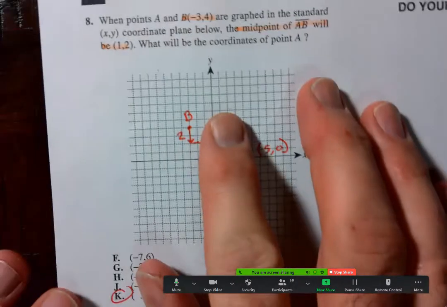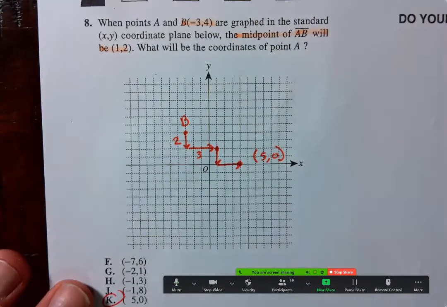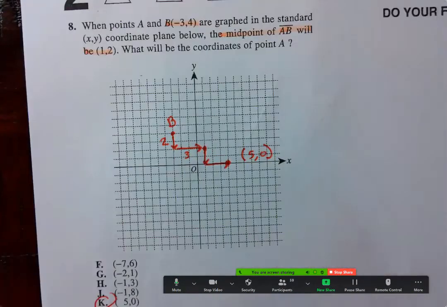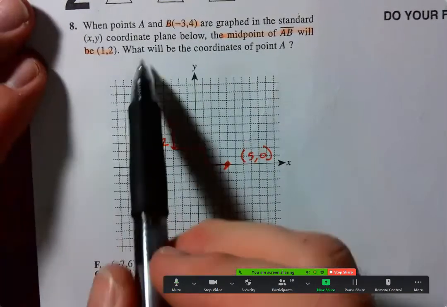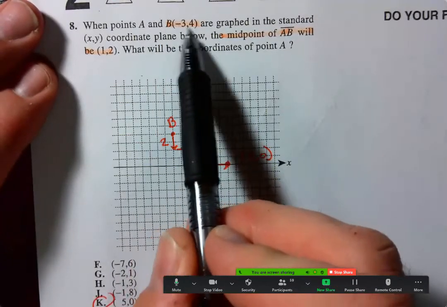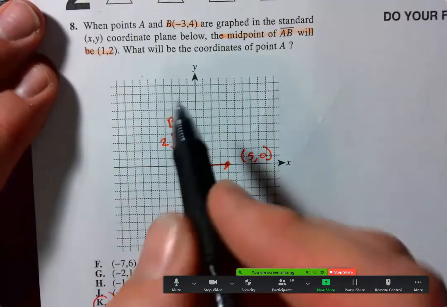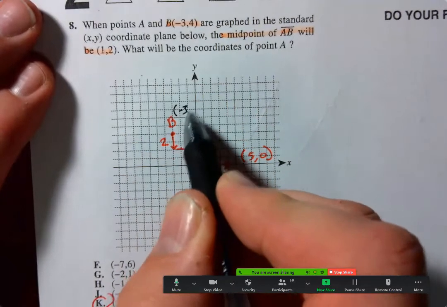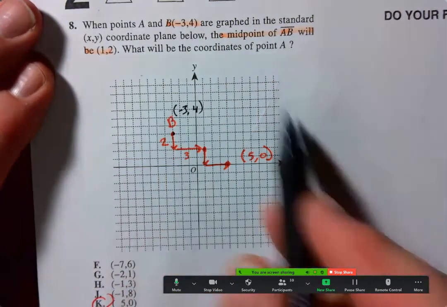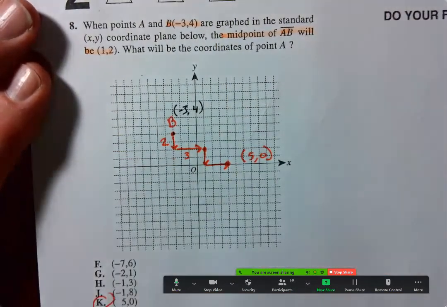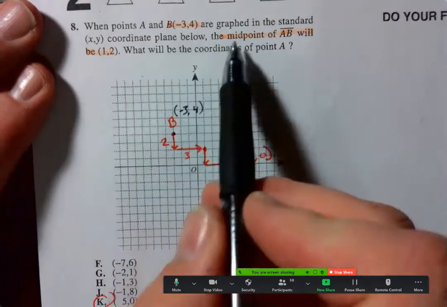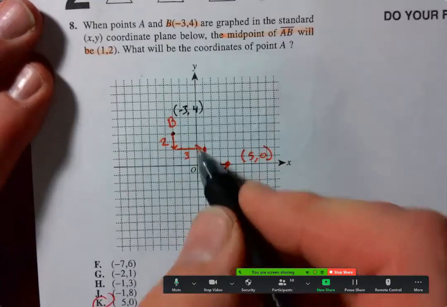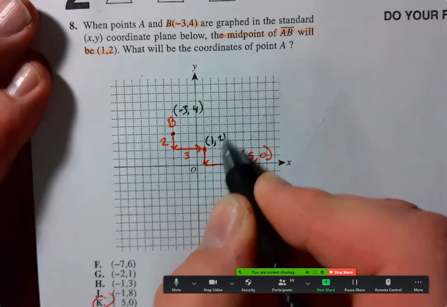8 is asking for where the endpoint will be. Now this one I kind of do differently than some formulas out there. We're told point B is -3, 4. So there's point B, right? It's at -3, 4. I've just plotted it out, and they gave us graph paper for this question, so I'm going to do it that way. And it tells the midpoint is 1, 2. Here's the midpoint, 1, 2.